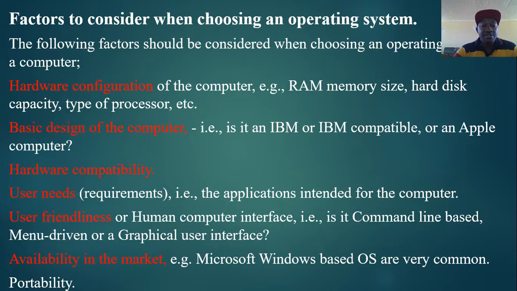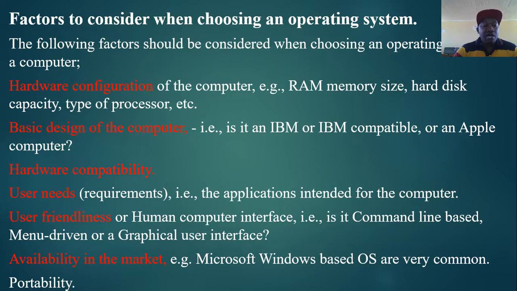That is, for example, we can talk about the IBM or the IBM compatible or an Apple computer. For that case, we are talking about basic design of the computer. Therefore, the IBM compatible, you get that the Apple computers may not probably have installed the same operating system like the IBM. This one can go for the Windows, the other one can go for the Mac OS.